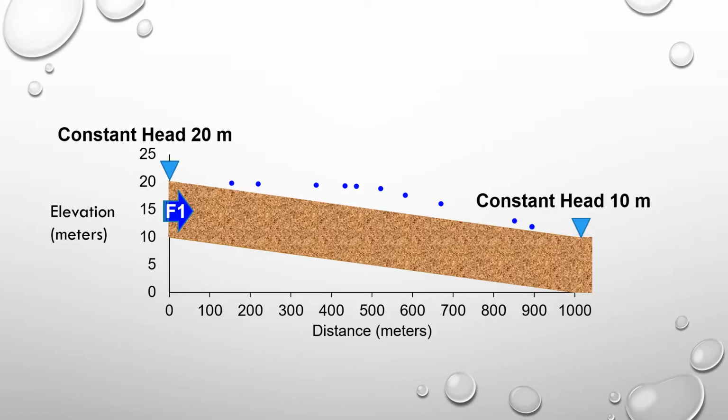We're going to take this groundwater system and create our model. First, we begin by establishing our boundary conditions. We have a constant head in the up gradient end representing the elevation of the lake, and a constant head at the down gradient end representing the stream elevation. We have our observations of water levels, which are the blue dots, and we have a flow observation.